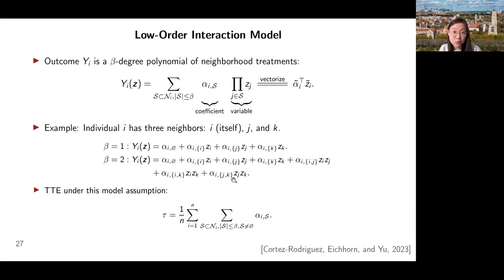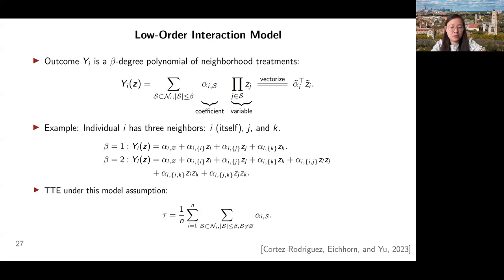Let's think about our goal. Recall that our goal is the total treatment effect, which is what happens if we treat everyone versus treat no one. When we treat everyone, all the z's are 1, so each outcome is the sum of the alphas. When we treat no one, all the z's are 0, so the only thing left is alpha i empty set. The difference of those two is the sum of all the alphas except for the empty set one. So the total treatment effect that we care about is an average over the sum of all the alphas except for the empty set one.